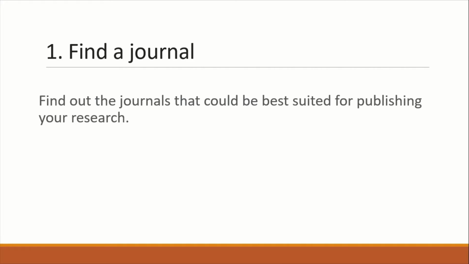First of all, find a journal. It is very important to find a journal that is suited to your research. For example, if you are doing molecular biology, I'm saying molecular biology because I'm a molecular biologist, you will not go to publish in a social sciences journal. No, that is what we call a scope. You need to go to a journal that has the same scope as your research.